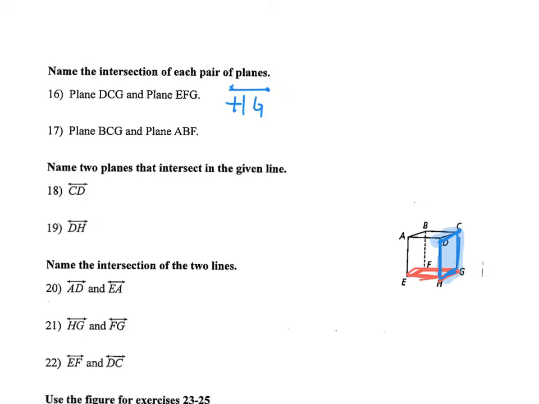All right. 18 and 19, you're going backwards, right? I'm telling you to look at CD. Look at the segment CD and what two planes intersect there. Well, that would be ABCD and my blue plane over here, plane DCG again. So those two planes are the ones that intersect for number 18.